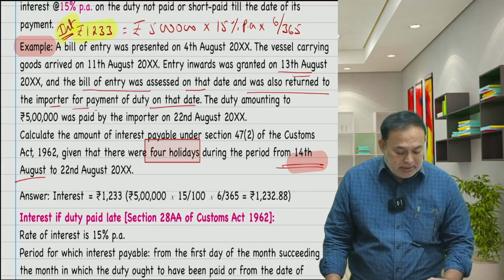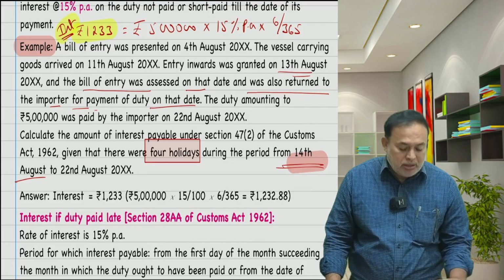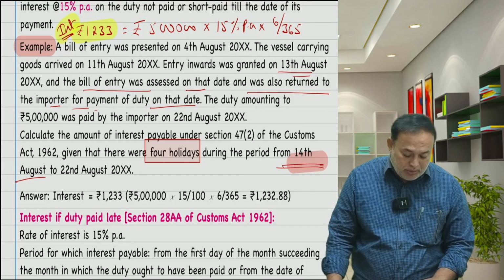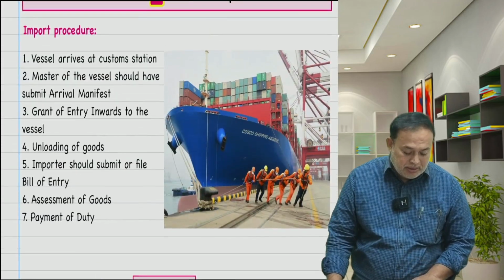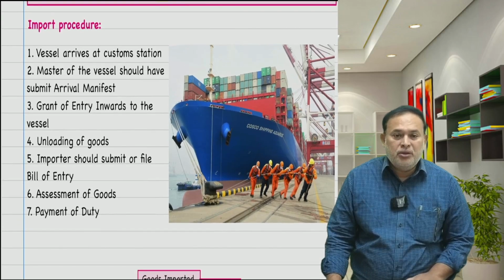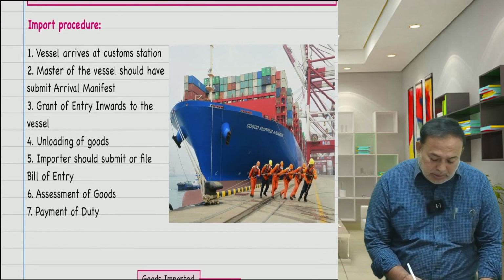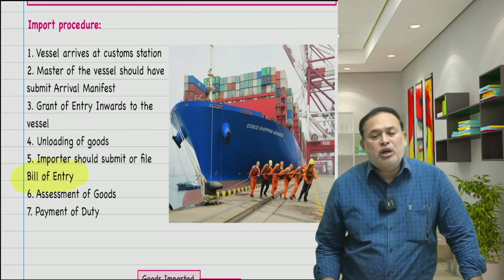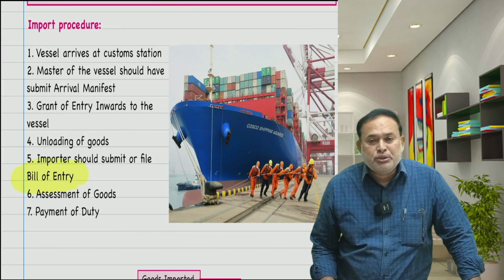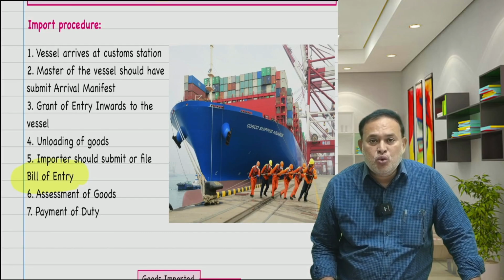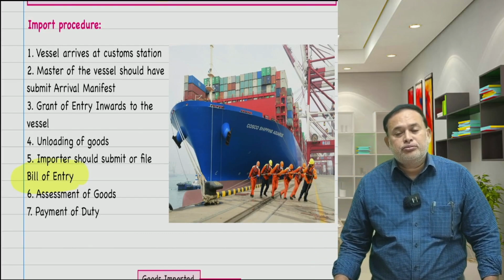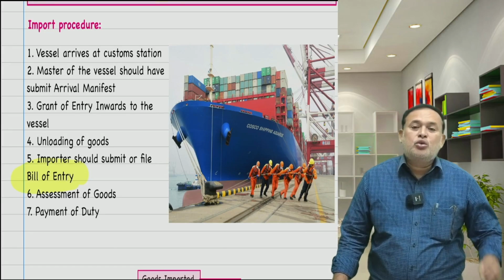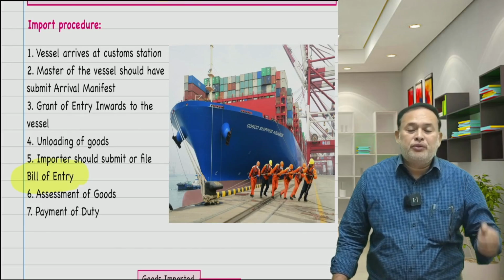Now please come back. Actually, where are we? We are in import procedure. In the case of import procedure, my dear, it is not that simple. When I say file the bill of entry, to file the bill of entry, I should prepare the value of imported goods by following the valuation rules. In that, I refer only to rule number 3, transaction value of imported goods.